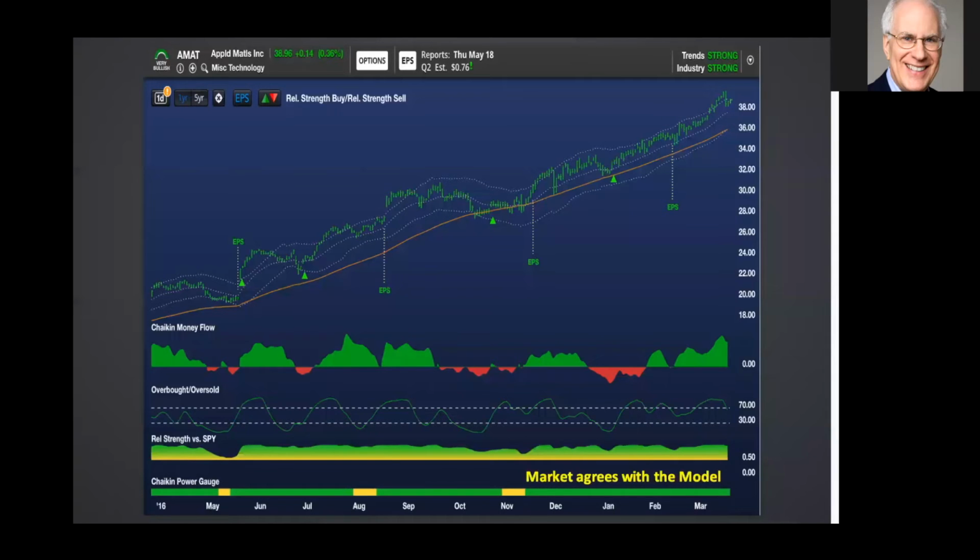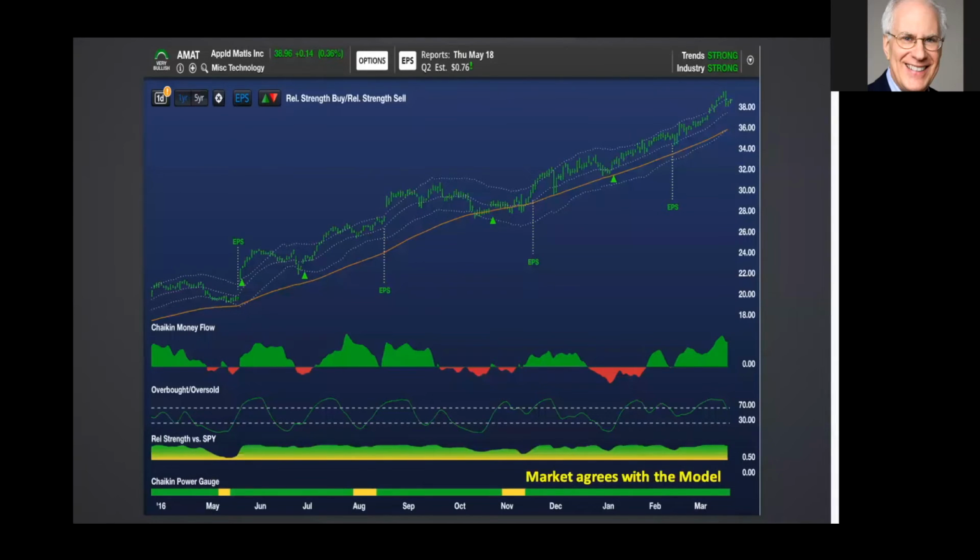This chart embodies everything you need to know about a stock. The fundamental rating is the Power Gauge. How it's doing relative to the market tells you what the market thinks. And in the end, the market always wins. So we like the market to agree with the model.